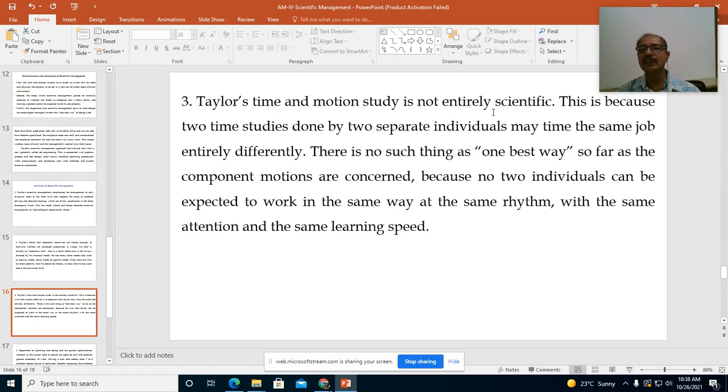Taylor's time and motion study is not entirely scientific. This is because two time studies done by two separate individuals many times rate the same job entirely differently. So that was also a point brought up by other contributors.